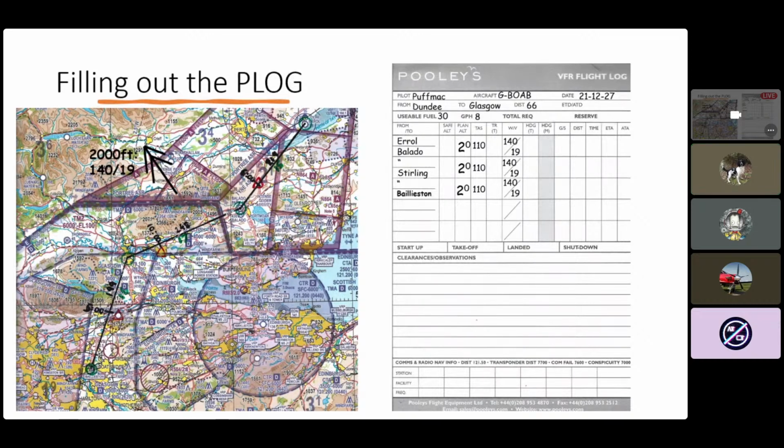Now, we get that from the chart. Okay, so if you look here, can you see this big 3, 4? That tells us the highest thing in this box is 3,400 feet. And we add 500 onto that for safety. So if we are flying in this box, which we will be on this leg, then our safe altitude would be 3,900 feet.